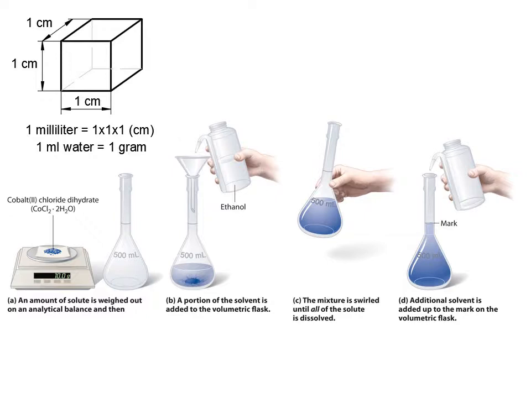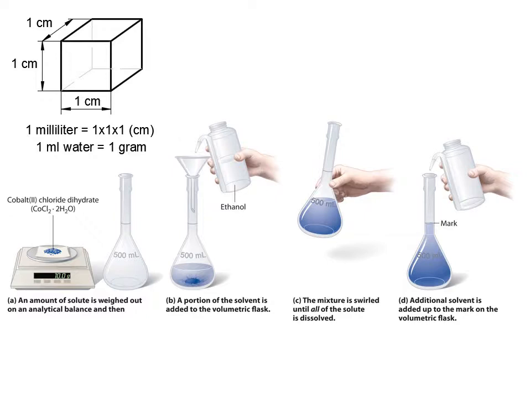How did we know that 1 milliliter is equivalent to 1 gram? Previously in lab, you put a graduated cylinder on an electronic balance and you weighed the volume of water and you saw that it was a 1-to-1 ratio. So therefore 1 milliliter of water is equivalent to 1 gram.